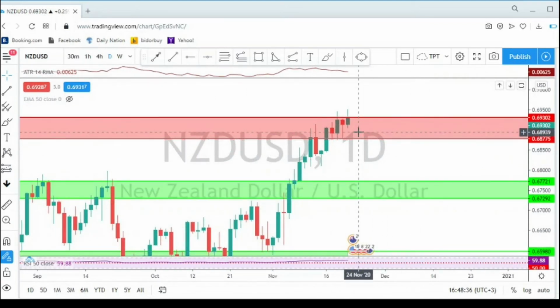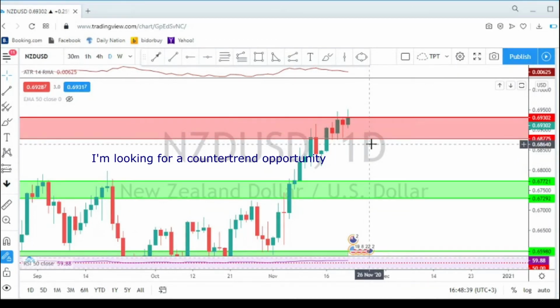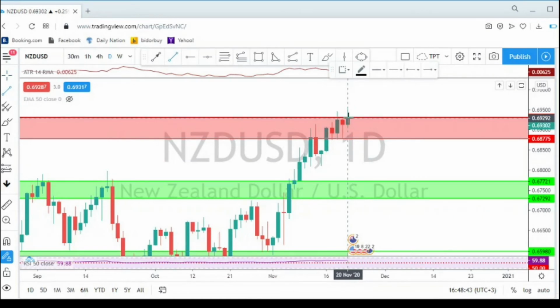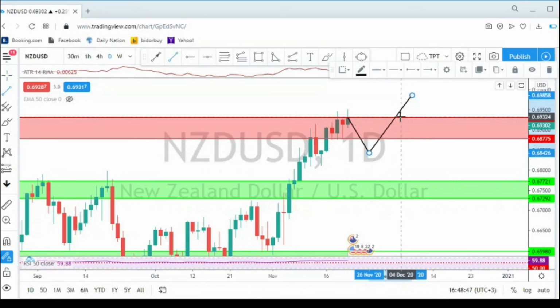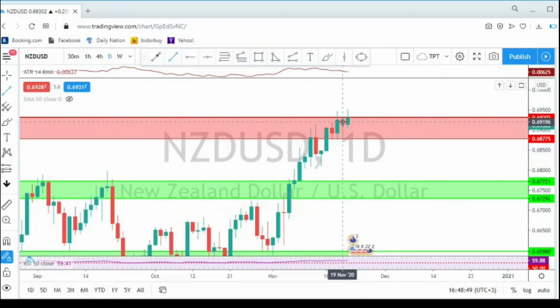What I'm looking for here now is a sell, a counter trend strategy. I'm looking for this market, at least I'm expecting a pullback before it continues to the upside. But before I expect this pullback, I should have a reason why I say so, and the reason is that this market is at a strong level of a daily time frame and also at a strong level of a weekly time frame.